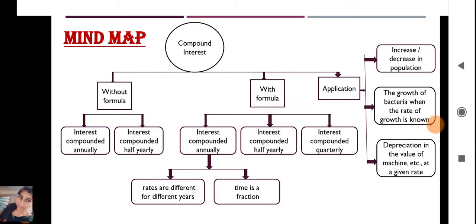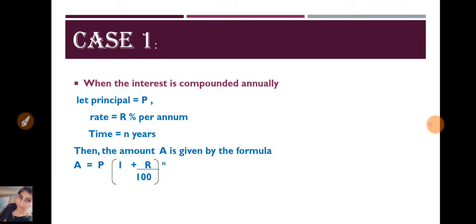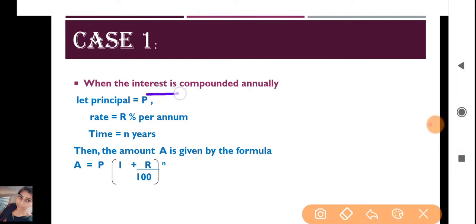So let us start with the second exercise of the chapter. In this video we are going to calculate the compound interest by using the formulas. The first case we are going to study is when the interest is compounded annually, meaning the interest is compounded per year. So let the principal be P, the rate be R% per annum, and the time be n.